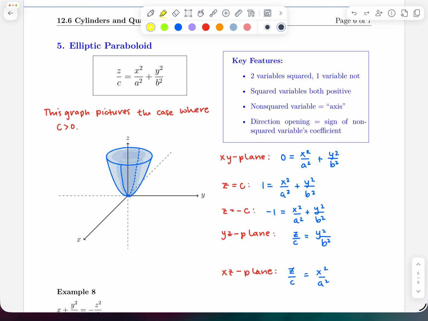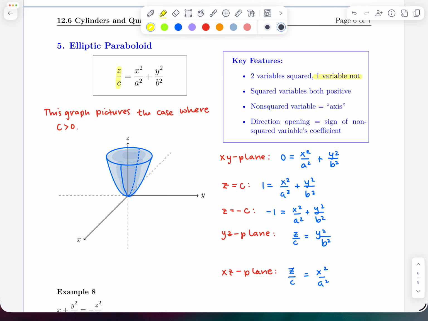And so you can identify these immediately when you have an equation just by looking at the squares. If there is one variable that is not squared, so in this case I'm showing you the situation where z is the non-squared variable, then it's immediately going to be a paraboloid. And there are two types of paraboloids. We're going to look at the elliptic paraboloid first.